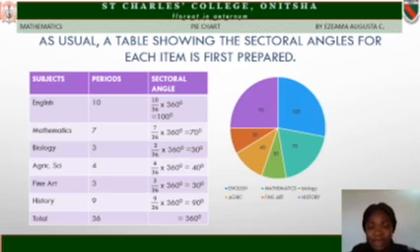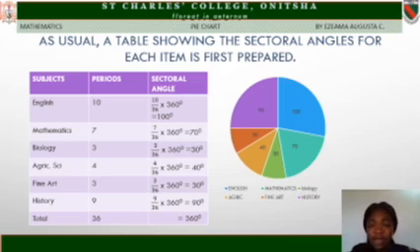The biology, we have 3. 3 over 36 times 360 degrees will give us what? 30 degrees. We have the agric science, which is 4. 4 over 36 times 360 will give us what? 40 degrees. Fine art again is 3. We have 3 over 36 times 360 degrees, which will give us what? 30 degrees. And the history, 9 over 36 times 360, which will give us what?